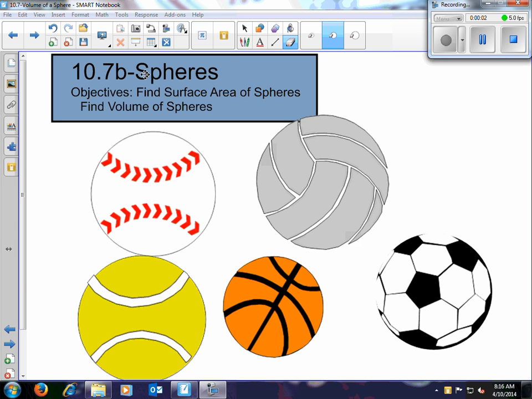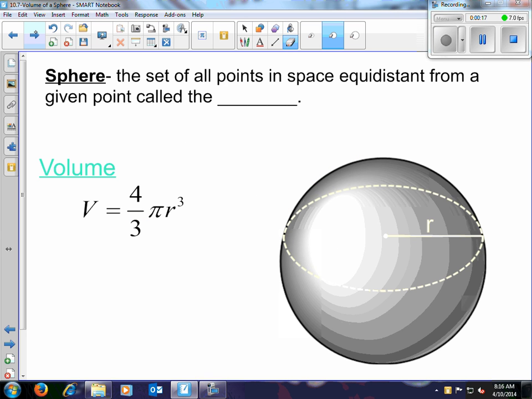Alright, this is section 10.7b. We're talking about spheres, and we are going to find the volume of spheres this time. Now remember, a three-dimensional circle is a sphere, like a baseball, tennis ball, basketball, and so on. A sphere is a set of all points in space equidistant from a given point called the center.